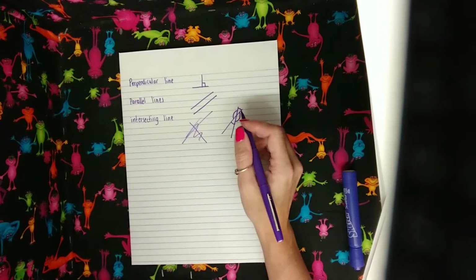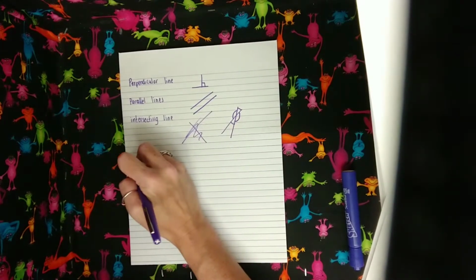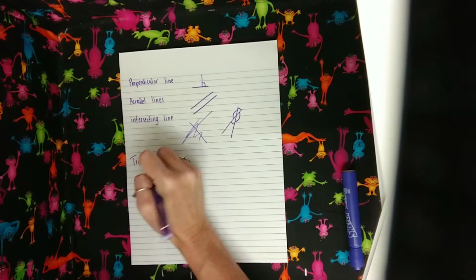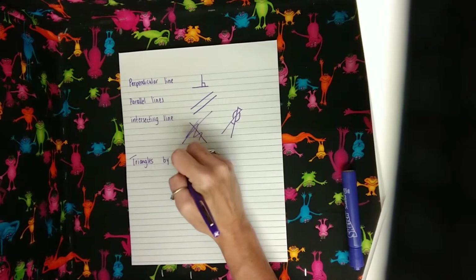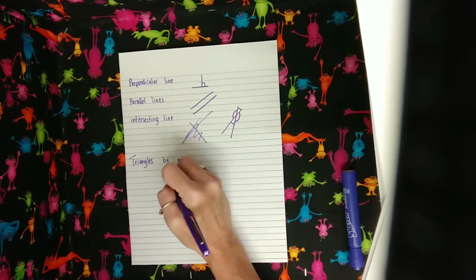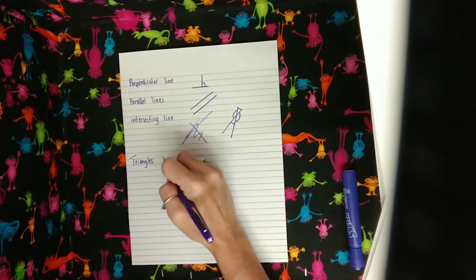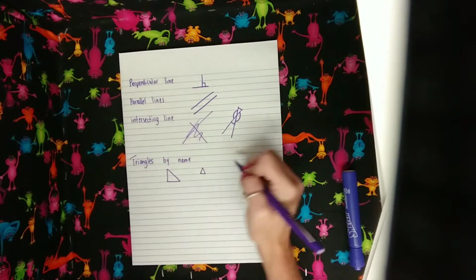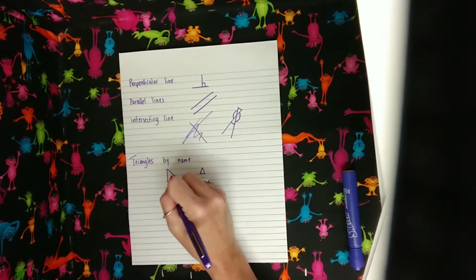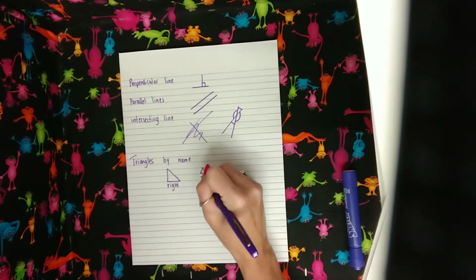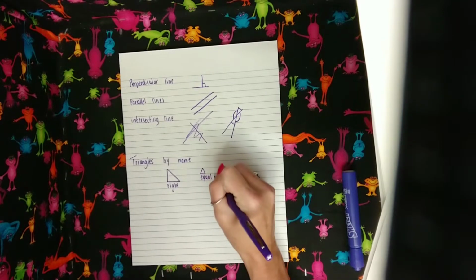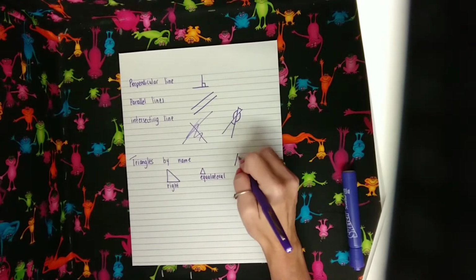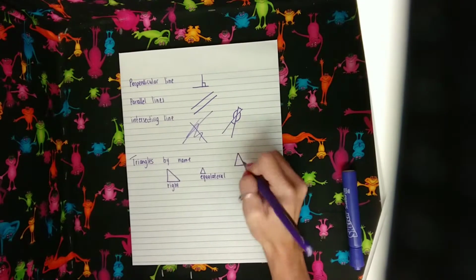They will have to know their triangle types, triangles by name and recognition. So they will need to be able to recognize a right triangle and find it. They will need to know an equilateral triangle. They will need to know an isosceles triangle.